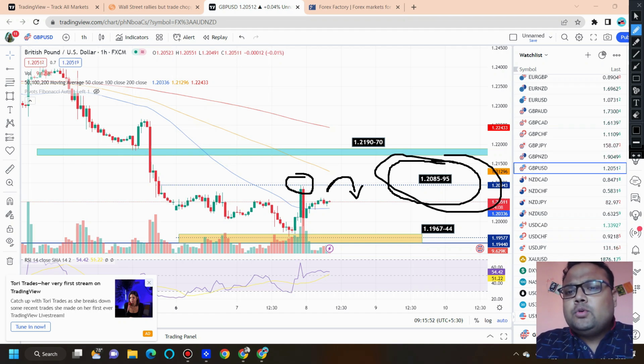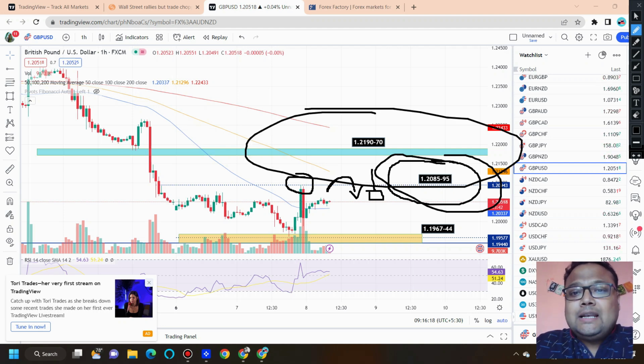So 1.2085, 1.2095 is the resistance right now. If the market goes up, observe the market carefully. If you see the market reversing, showing price rejection from above, a shooting star kind of pattern or a bearish engulfing pattern, you can go for a sell position. Clear? In case the market breaks it, try to avoid any buy position immediately because you may be trapped. It would be better to look for a sell position at the next resistance, the second resistance around 1.219070.